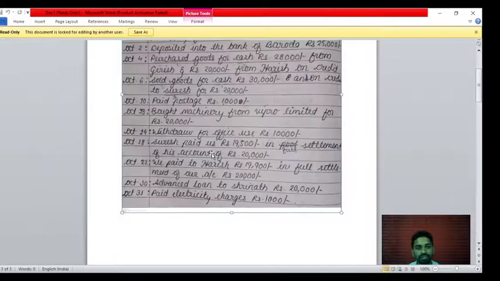The next transaction: on 13th October bought machinery from Wipro Limited for rupees 20,000. Machinery means it is a purchase transaction, where a particular asset name is given. If a particular asset name is given, then you have to take the asset account. So the machinery account and the Wipro account, these two accounts are affecting.